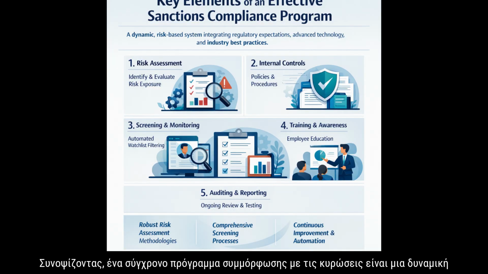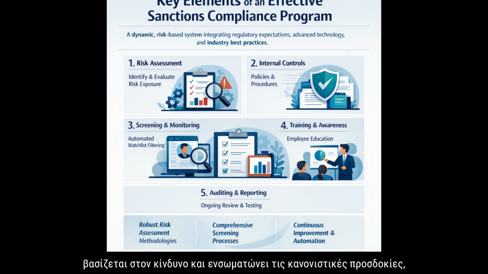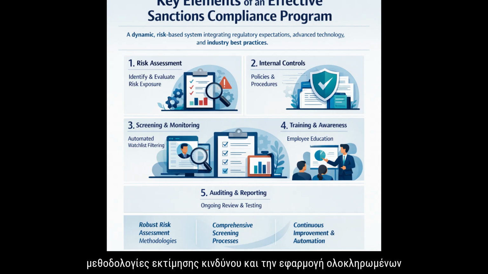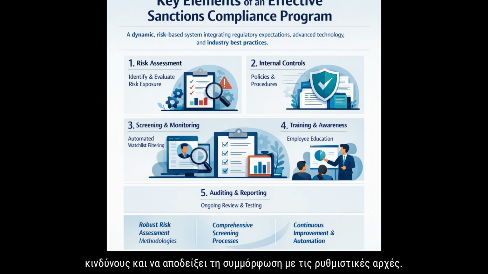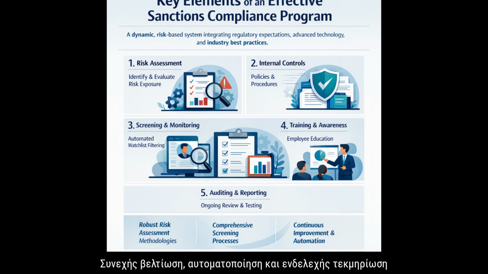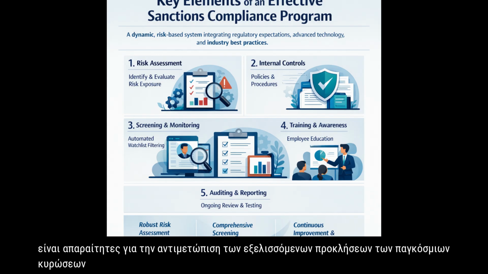To sum up, a modern sanctions compliance program is a dynamic, risk-based system that integrates regulatory expectations, advanced technology, and industry best practices. By focusing on the 5 foundational elements, employing robust risk assessment methodologies, and implementing comprehensive screening policies, organizations can effectively manage sanctions risks and demonstrate compliance to regulators. Continuous improvement, automation, and thorough documentation are essential to meet the evolving challenges of global sanctions enforcement.